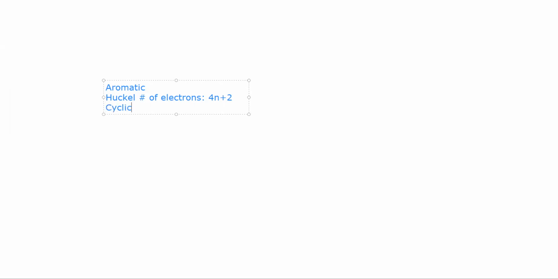It should be cyclic. It should be planar, which just means it's flat. And it should be conjugated. And n here can be any number. It can be 0, 1, 2, 3, 4, whatever. If the number of pi electrons you have is equal to something with that value, then it works. It's really hard to describe that, but I'll show in a second what works and what doesn't.